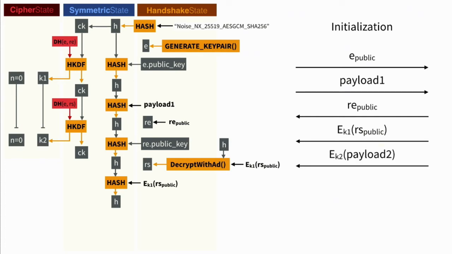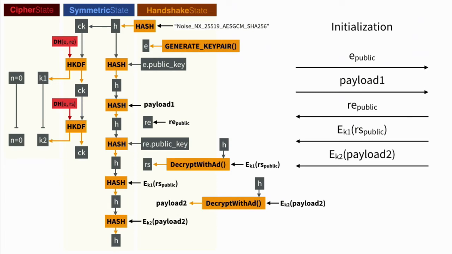Finally, we receive a final payload. The server is done. We can decrypt it with the new key we created. We can authenticate the H value, so we make sure that the handshake looks the same on both sides. And we absorb this ciphertext. And now the handshake is done.